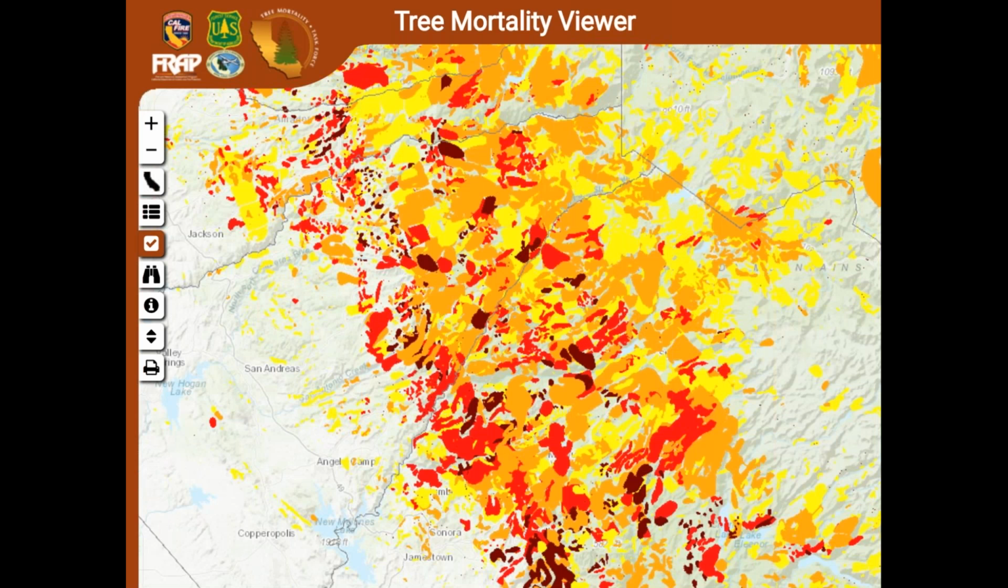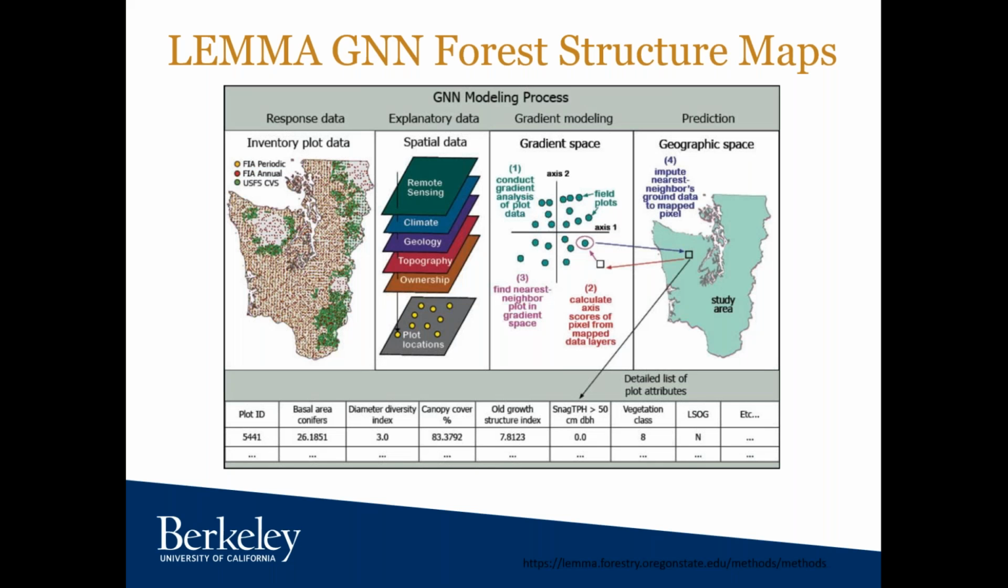What that aerial detection survey data looks like is this. This is a tree mortality viewer that's online. It's very useful. I encourage you to check it out. And it shows the polygons that have been detected by the aerial detection surveys. However, these data do not capture everything that we're looking for, as I said.